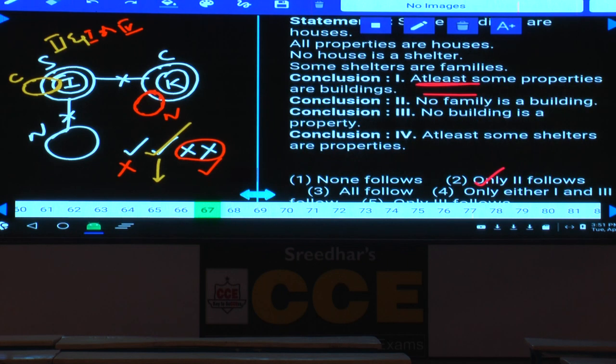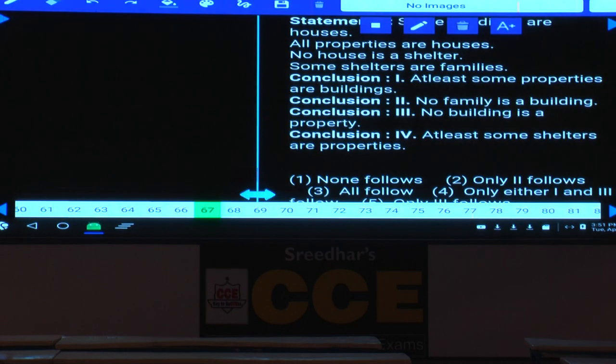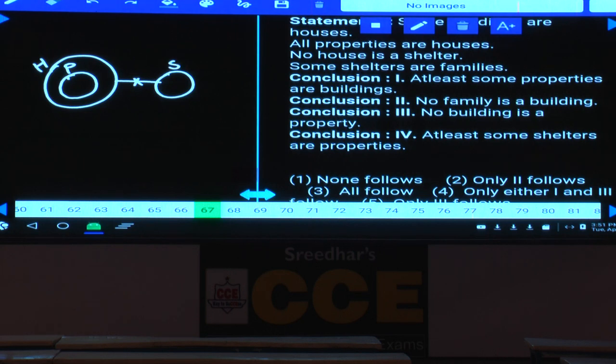Then 67. Now in this question number 67, all properties are houses. All the properties are houses can be represented like this. No house is a shelter, no intersection between house and a shelter. And some shelters are families, can be written like this. Hence, how many statements are there?